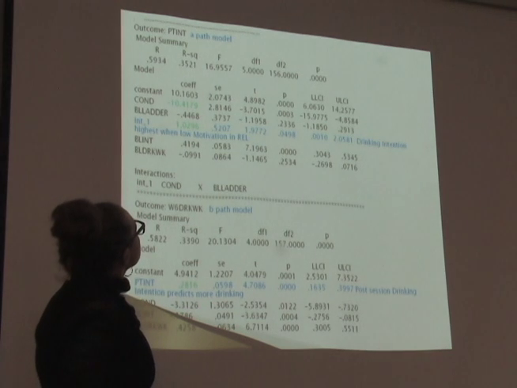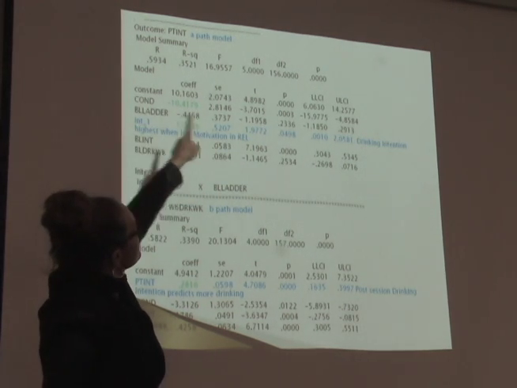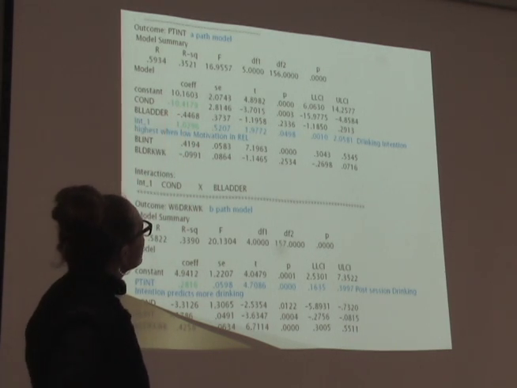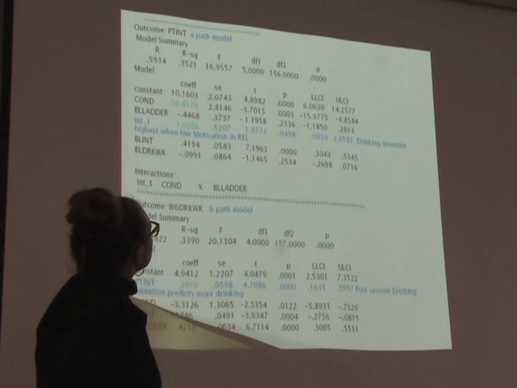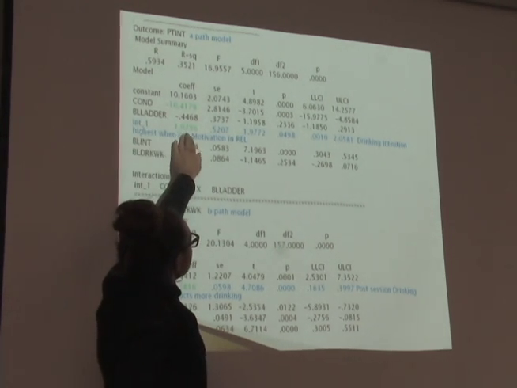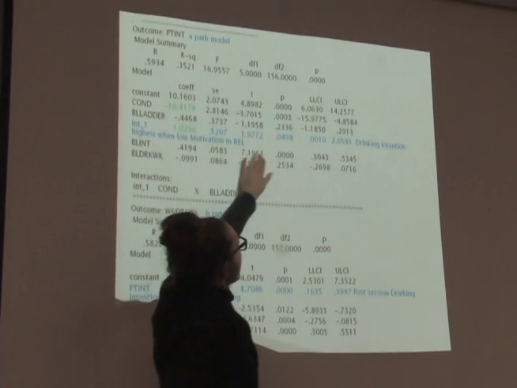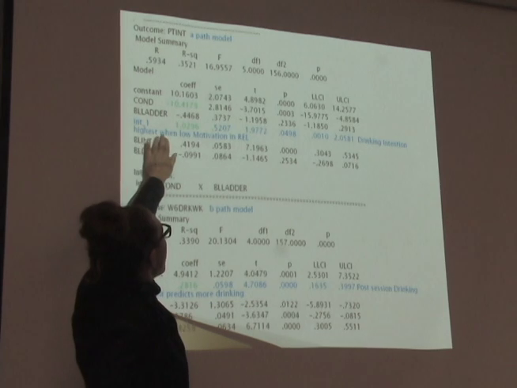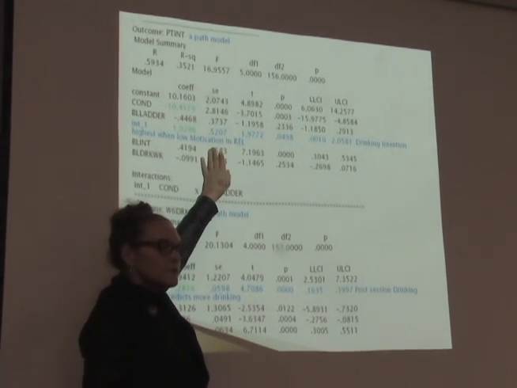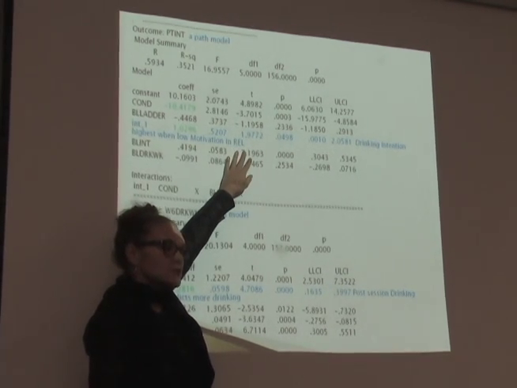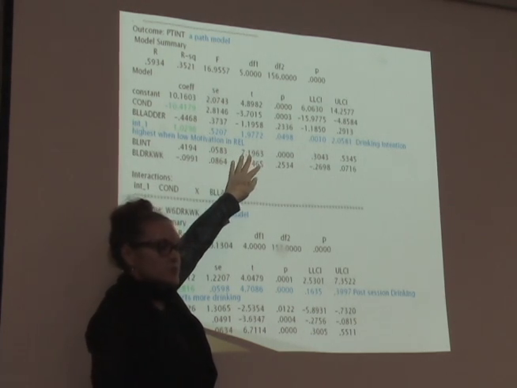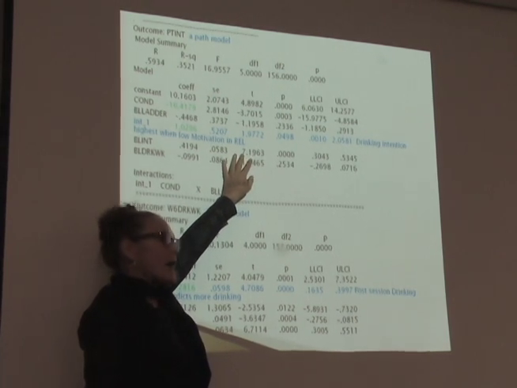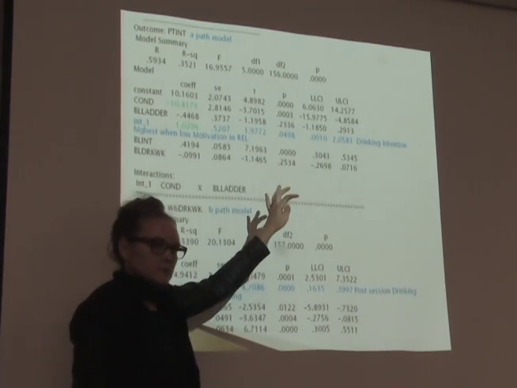Here's our output. Here's our A path model and just the summary statistics for the overall model. The main things that we'd be interested in here would be the significance and direction of the interaction term, right? And so what this tells us is that drinking intention is highest when you have low motivation in the relaxation control condition, right? Or vice versa. Drinking intentions are lowest when you are high motivation and you're in MI. Make sense?